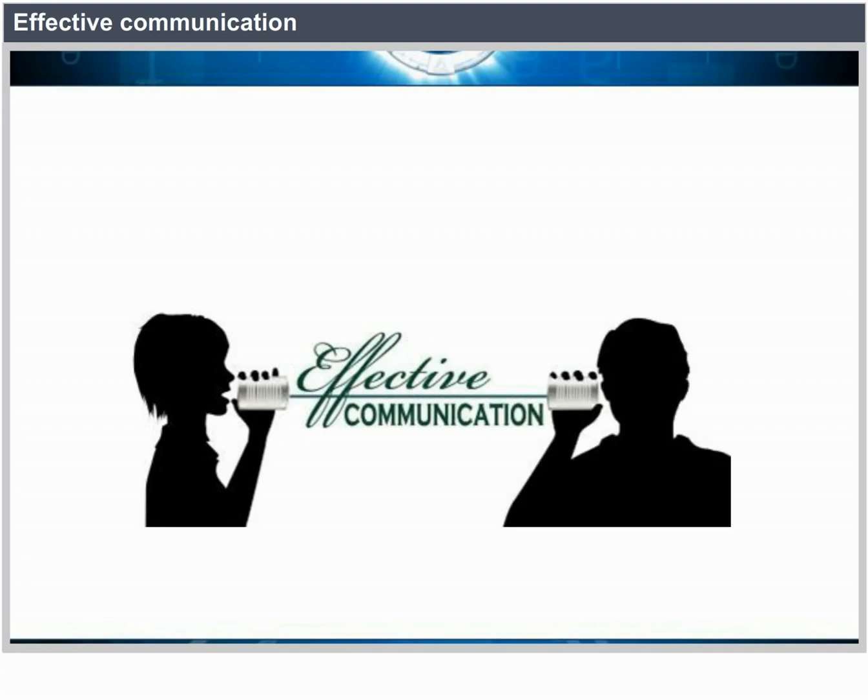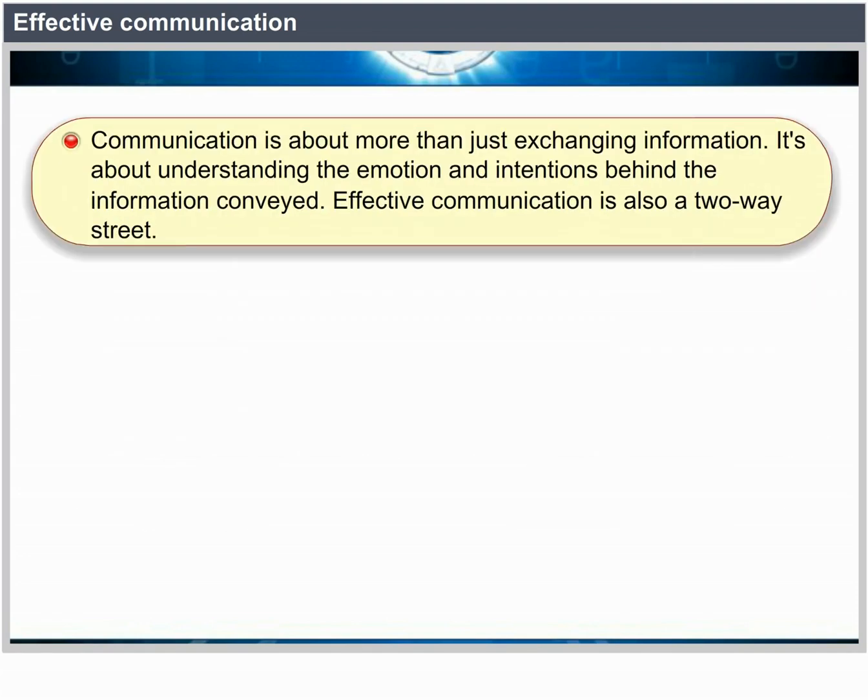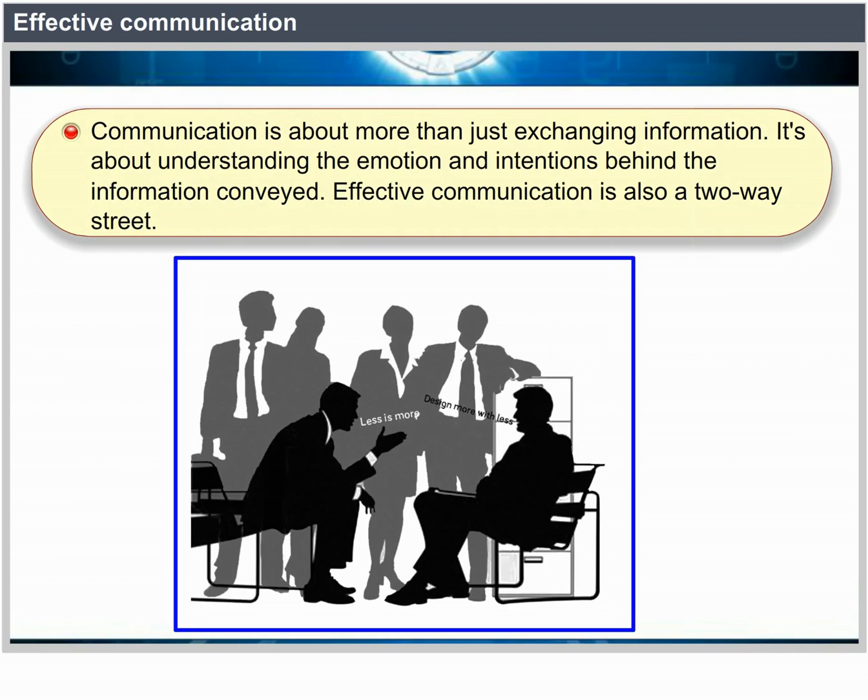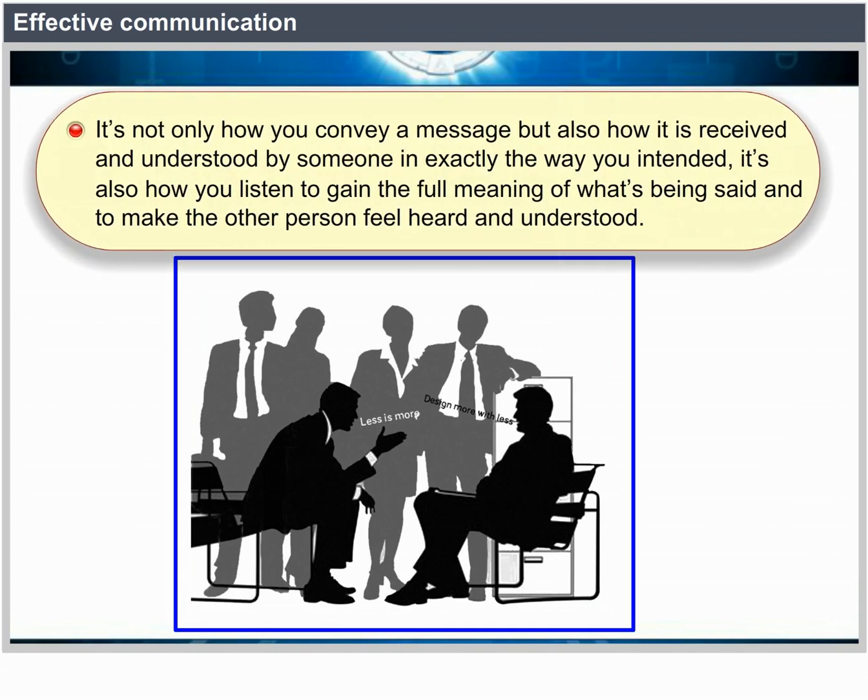Effective communication. Communication is about more than just exchanging information. It's about understanding the emotion and intentions behind the information. Effective communication is also a two-way street. It's not only how you convey a message so that it is received and understood by someone in exactly the way you intended. It's also how you listen to gain the full meaning of what's being said and to make the other person feel heard and understood.